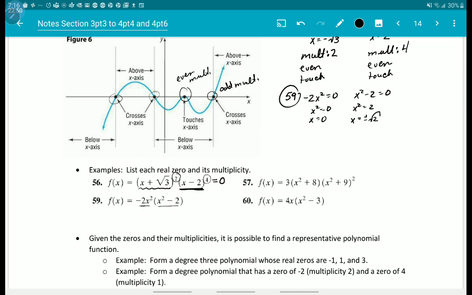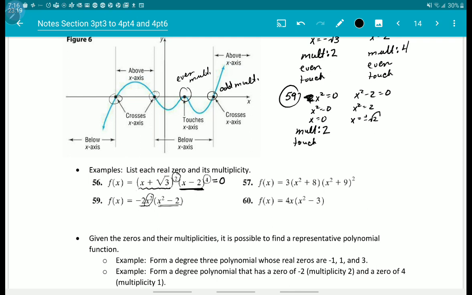So if we look at that, where that 0 came from, it really came from that factor. We could just ignore that negative 2 in front there. You could view that either way. But it came from that x squared. And that x squared is really x times x. So that factor is happening twice, which means the multiplicity is 2. 2 is even, so it's going to touch.